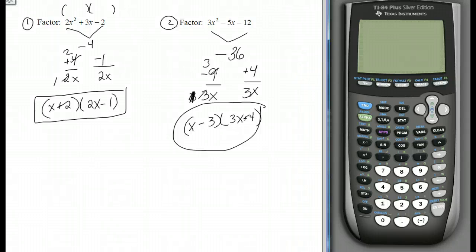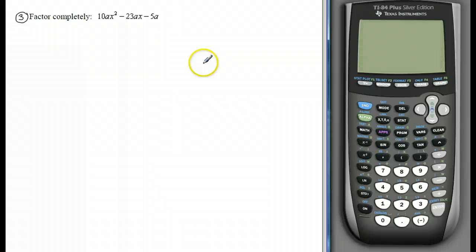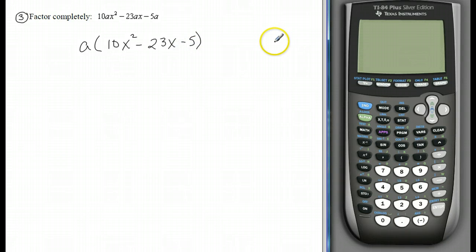Let's try it again. All right. Look at this one. Factor completely 10ax squared minus 23ax minus 5a. All right, now this one's a little trickier. I always look for a greatest common factor first, and this problem actually has one. I see there's an a in every term, and there's no number that comes out, so I just take out the a. And so that's what you get when you first do it.